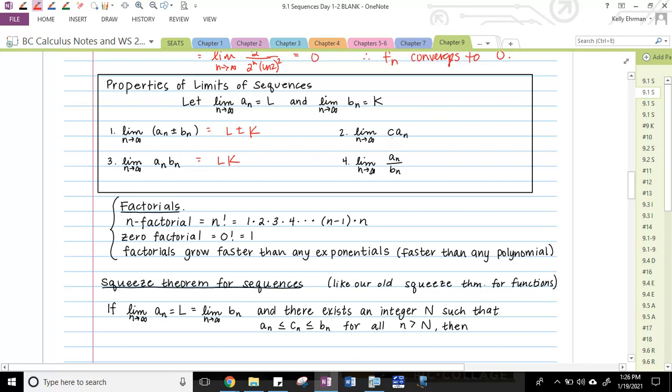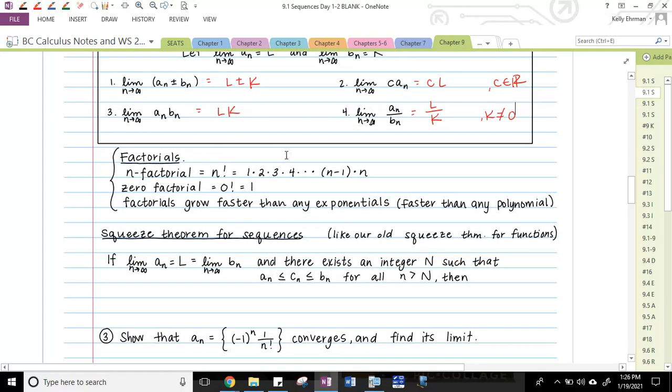If we have a constant, where c is just some real number, then the limit of the constant times your sequence will be the constant times whatever the limit value is. And we can also divide limits, provided that the denominator is not equal to 0.